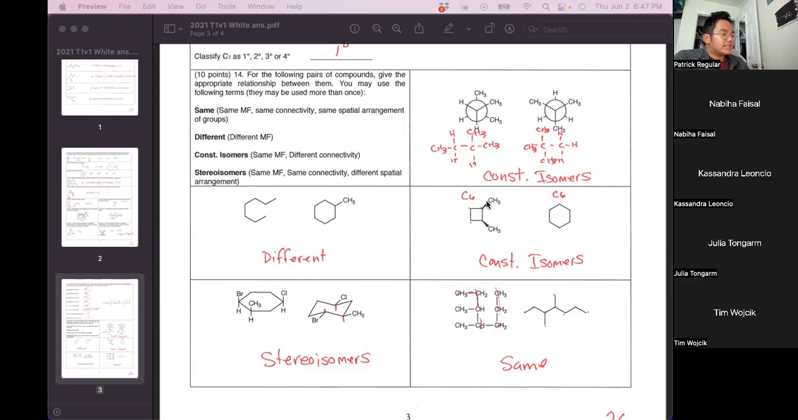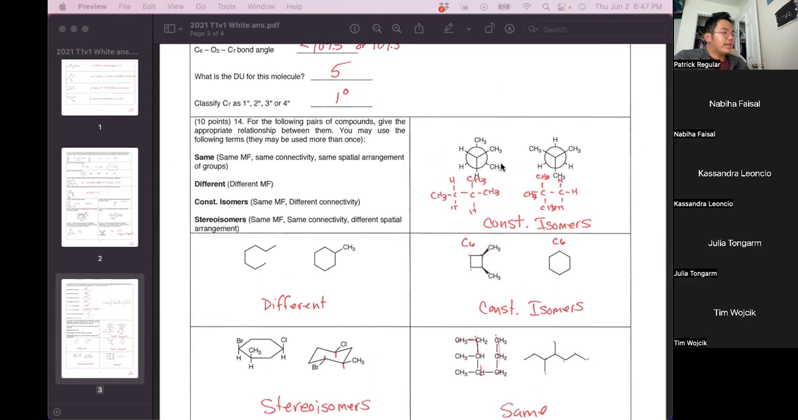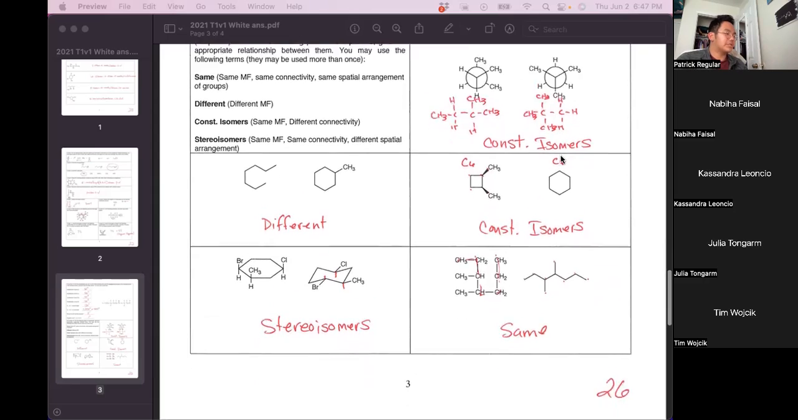This one's also pretty easy. Ring structures, but this has 6 carbons each, same amount of hydrogens, constitutional isomers. Same thing here. These are constitutional isomers because the back ring is connected to 3 methyl groups and the front one is connected to 1. However, the front one is connected to all 3, and the back one's connected to none. So that's a pretty big giveaway that they're not the same. The front ring has different numbers of methyl groups than the back ring in both situations.